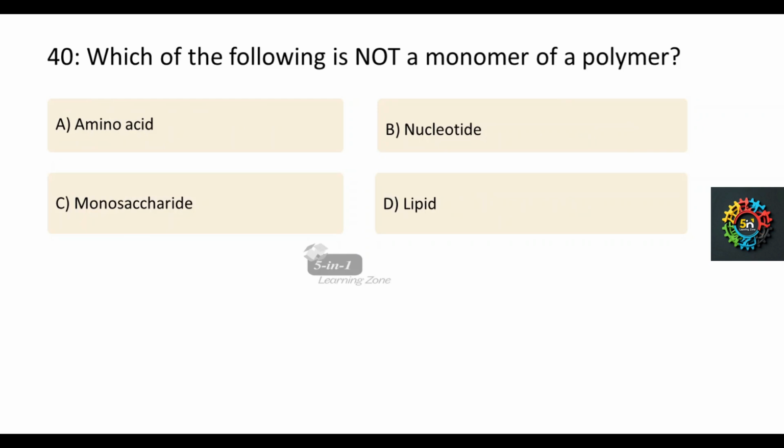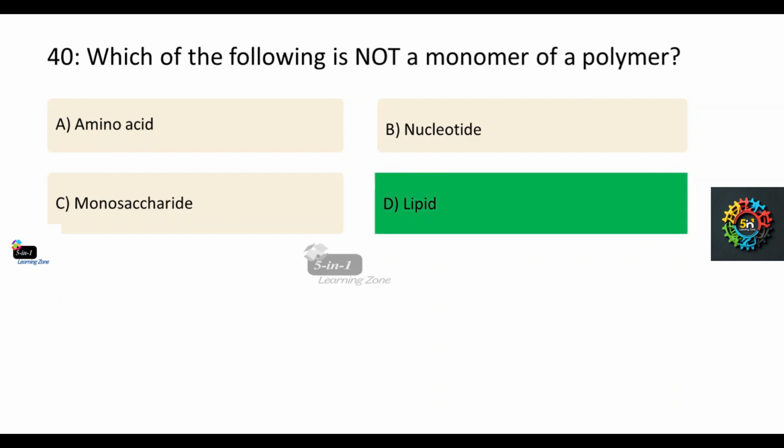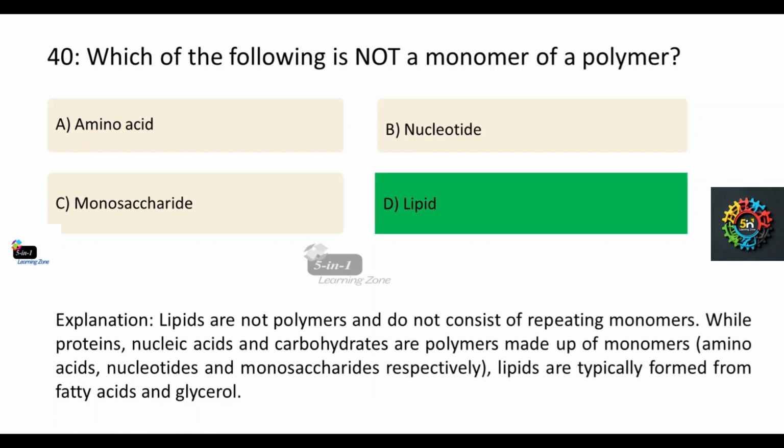40. Which of the following is not a monomer of a polymer? Answer. D. Lipid. Explanation. Lipids are not polymers and do not consist of repeating monomers. While proteins, nucleic acids, and carbohydrates are polymers made up of monomers, amino acids, nucleotides, and monosaccharides respectively, lipids are typically formed from fatty acids and glycerol.